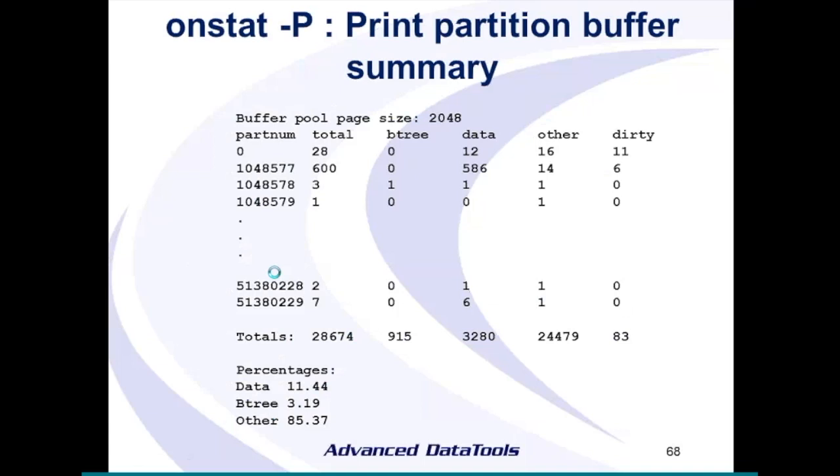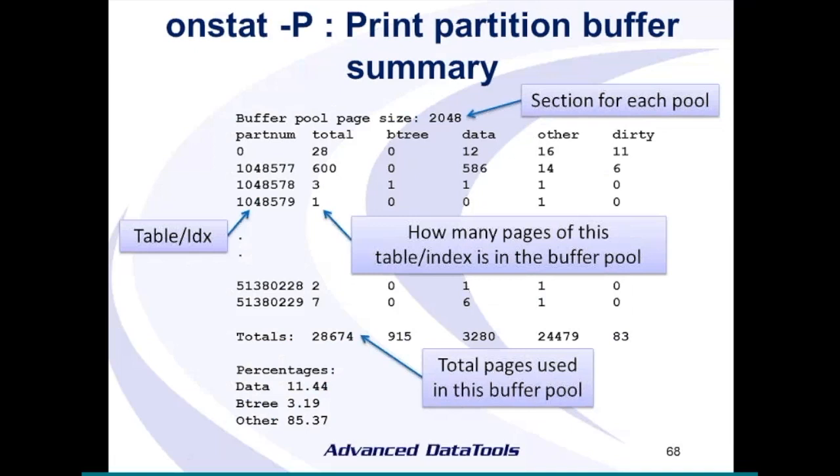So how do we find out what's in the buffer pools? Using onstat -P will give you a summary by all of the part numbers that are in there and how many pages are in each buffer pool. So there's a section for each buffer pool, the 2K, 4K, etc. And then the total column will show how many pages are in that buffer pool of the given table or index. And then there's a total for each buffer pool.